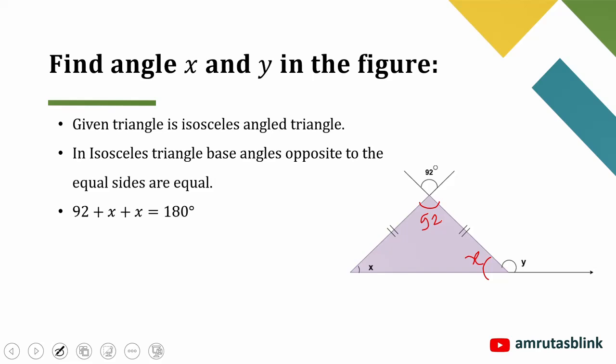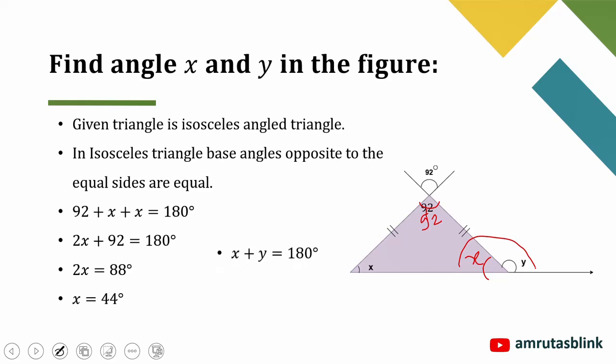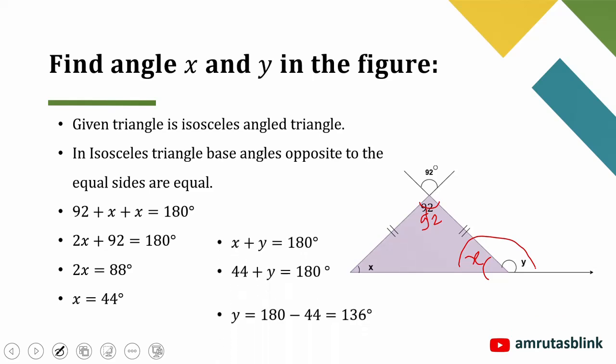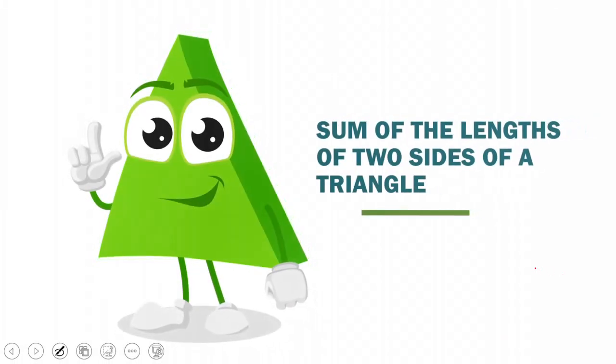So now we can say 92 plus x plus x is equal to 180 degree. So 2x plus 92 is equal to 180 degree. 2x is equal to 180 minus 92 which is equal to 88. X is equal to 44 degree. And now this x and y are in linear pair. So 44 plus y is equal to 180 degree. Y is equal to 180 minus 44 is equal to 136 degree. Hence y is equal to 136 degree.